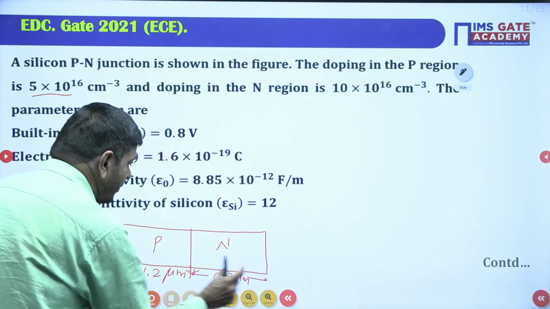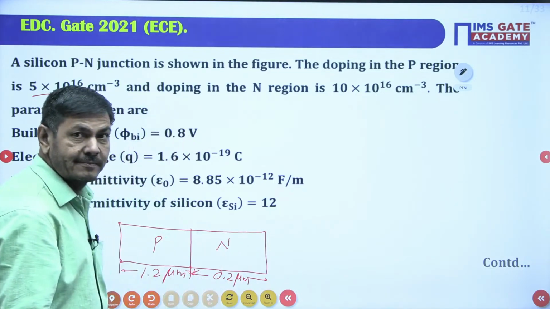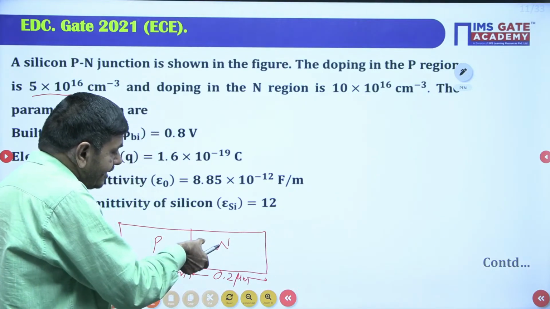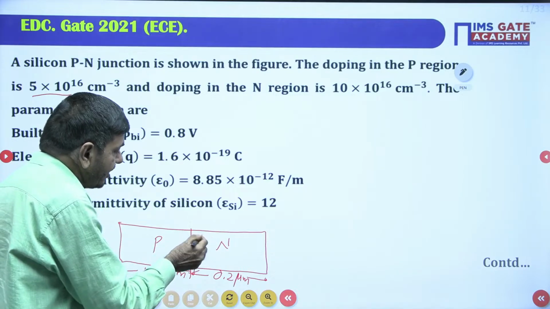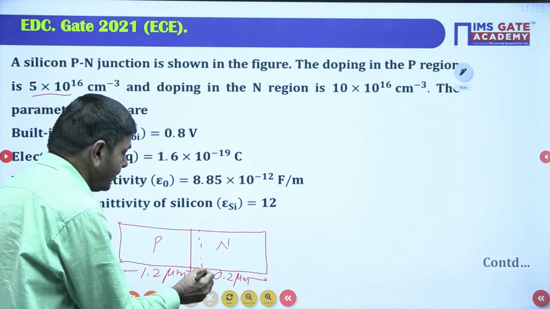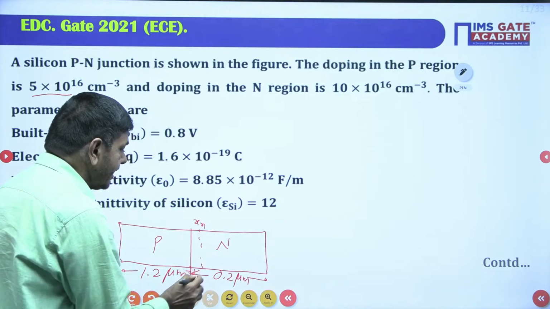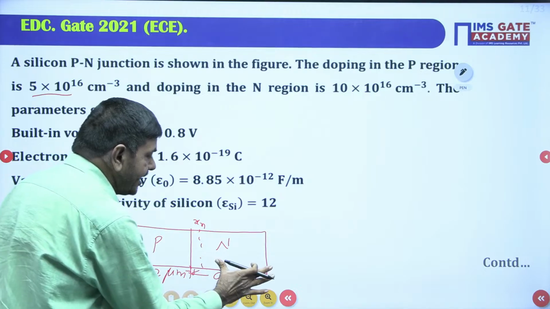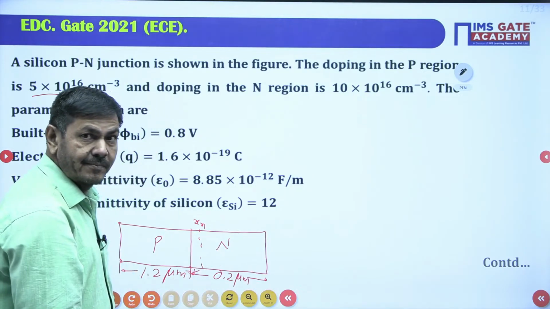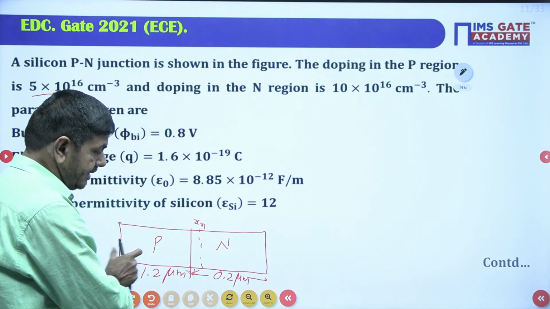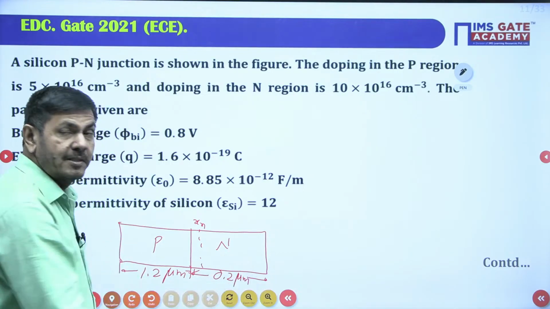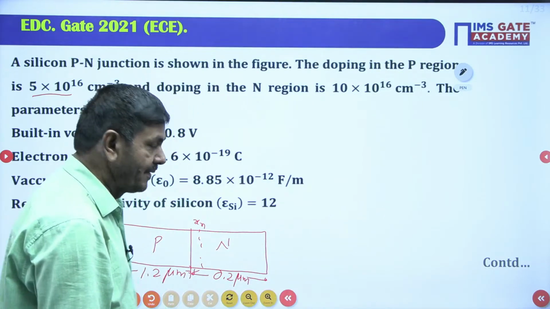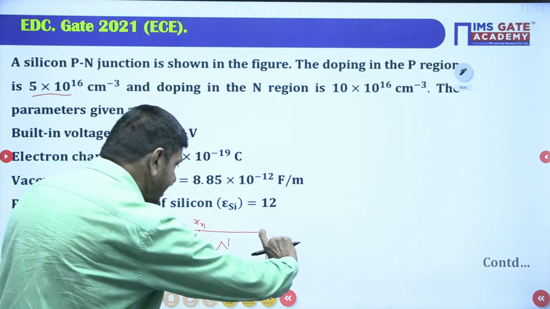Whenever you apply reverse bias, this region will be depleted very fast, because this total length is very small. Initially this is XN. When the reverse bias is applied, this XN length is very small, so it can easily deplete. This side cannot deplete very fast, but this can deplete very fast, 0.2 micrometers only. Depletion is possible on the N side only. Totally depleted means this point will reach to this point level.